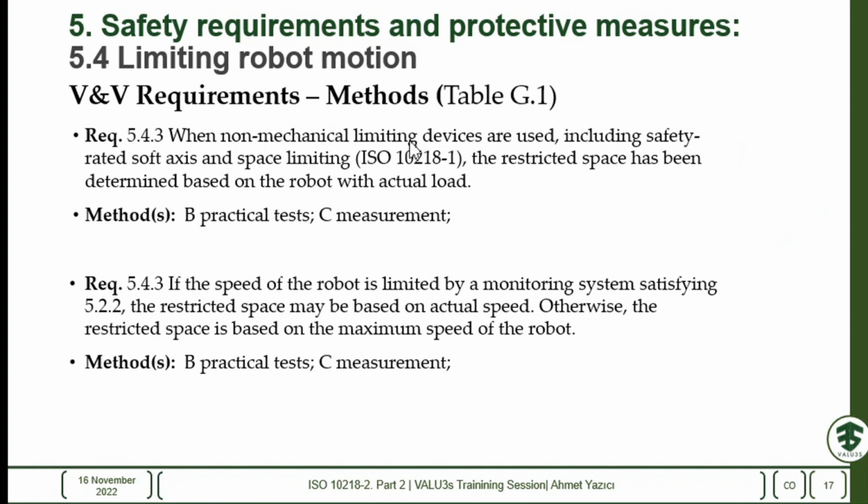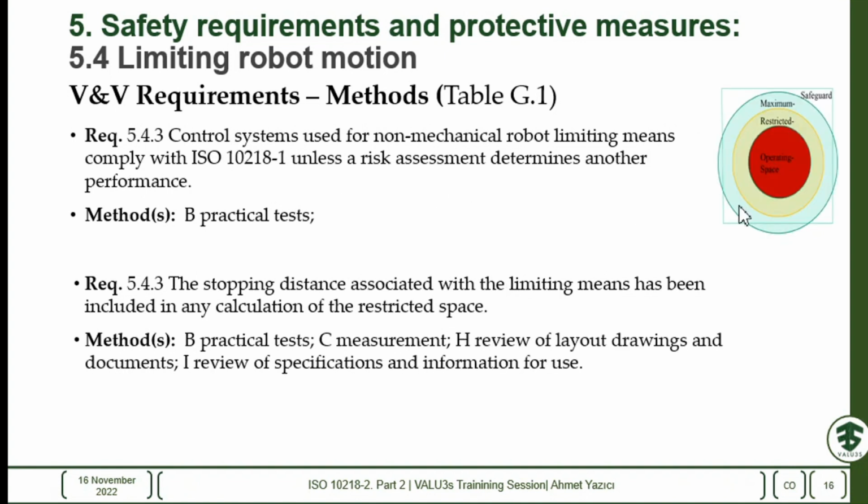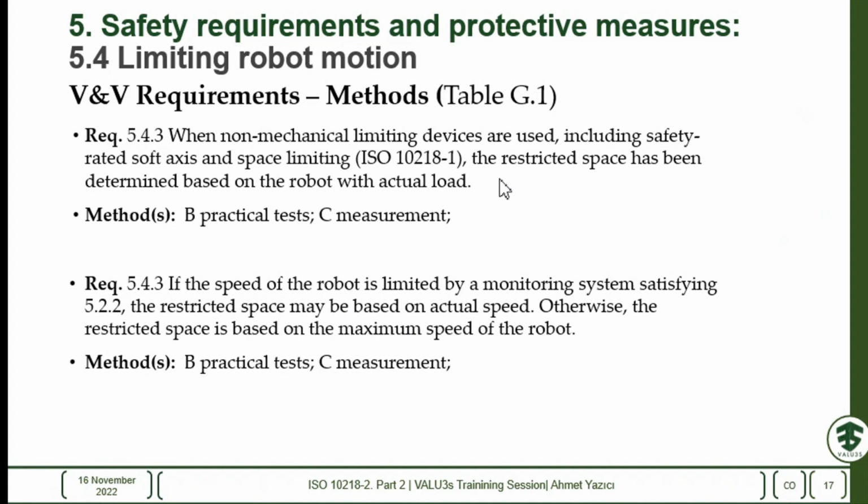So when non-mechanical limiting devices are used, the restricted space is also determined based on the actual load. Here, the yellow one is the restricted space. It means that it can be changed if there is an additional monitoring system.